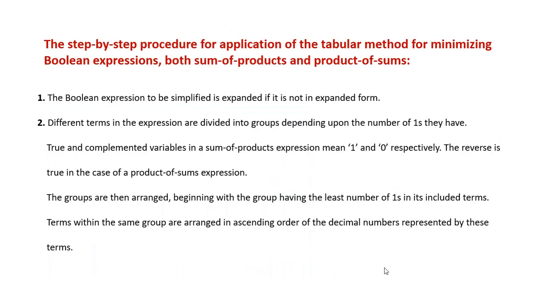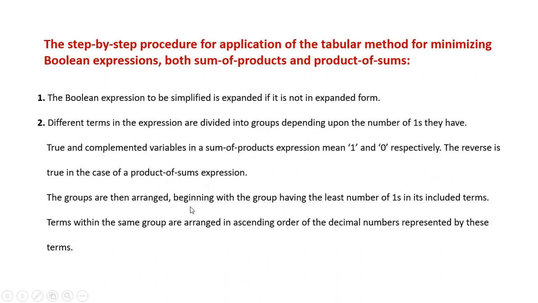So finally we can summarize this tabular method. First of all, we have to expand the Boolean expression, if it is not in expanded form. Then different terms in the expression are divided into different groups according to the number of ones they have. If you are going for SOP, then 1 means true form and 0 the complemented variable, and for POS 1 represents complement form while 0 is for true form. So the reverse is true in case of POS expression.